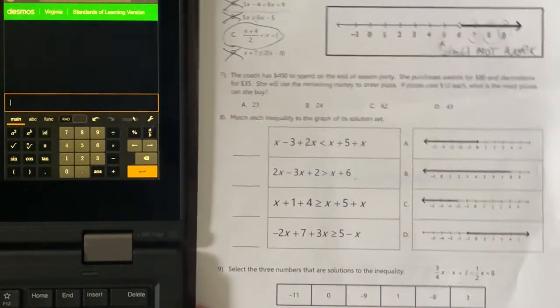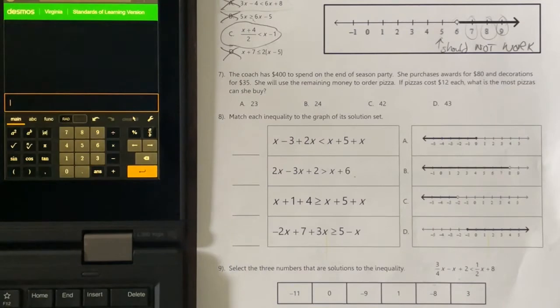Moving on, it says the coach has $400 to spend on the end of season party. She purchases awards for $80 and decorations for $35. She will use the remaining money to order pizza. If the pizza costs $12 each, what is the most amount of pizza that they can buy? So for number 7, you can't spend money you don't have.